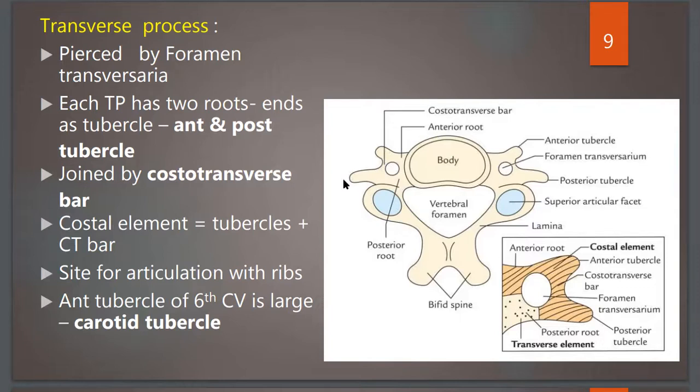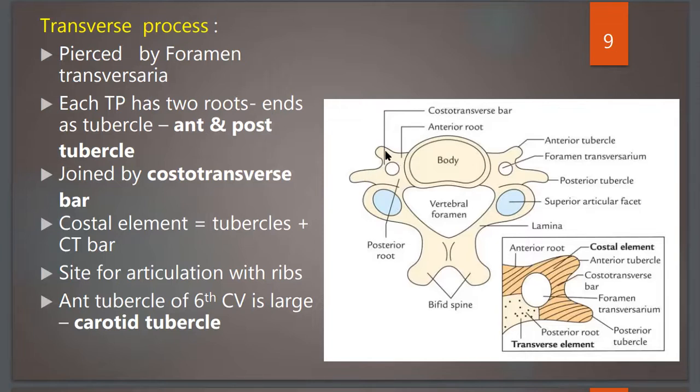Costal element means that sometimes if it grows, there will be a condition called cervical rib. Basically ribs are found in the thoracic cage, but from the seventh cervical vertebra these costal elements may grow, and one rib may enter the thorax via the neck, which compresses the brachial plexus and usually causes certain compression symptoms, especially the ulnar nerve getting compressed in case of cervical rib. Basically this costal element, formed by the tubercles and costotransverse bar, is the site for articulation with ribs in the thoracic cage.